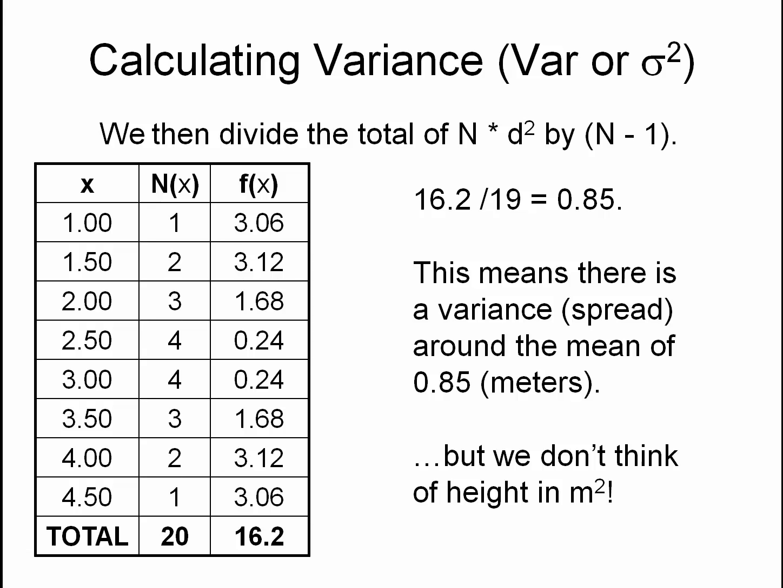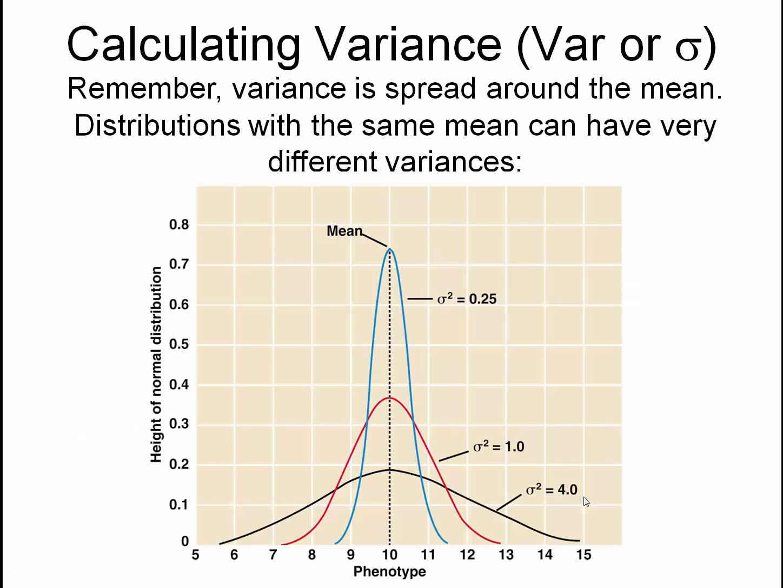So getting back to the calculation of 0.85, it means the variance, or spread around the mean, is 0.85 meters. But we don't think in terms of height being in squared meters, or m squared. So how do we fix that?